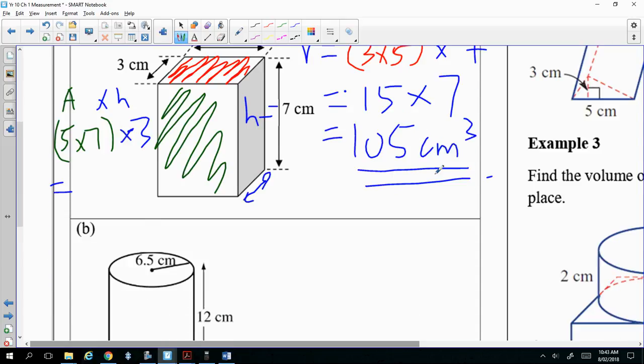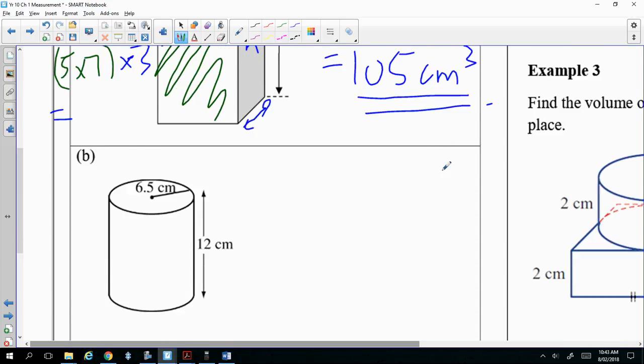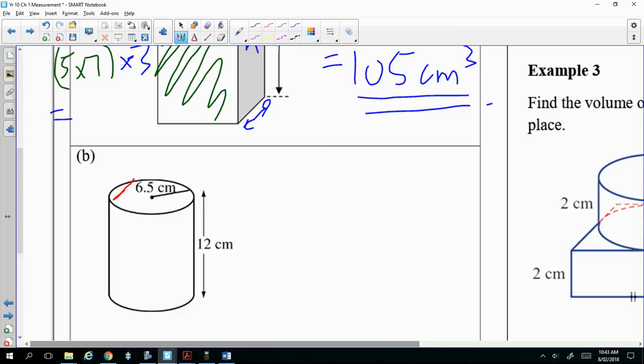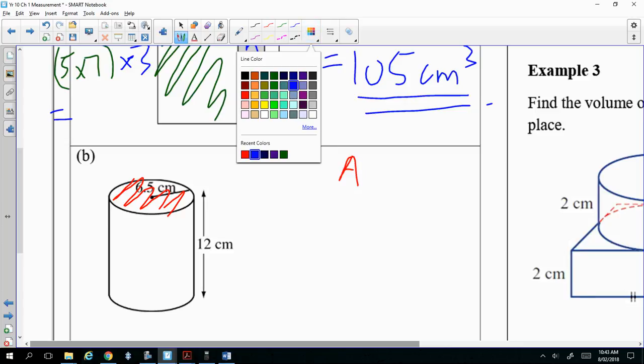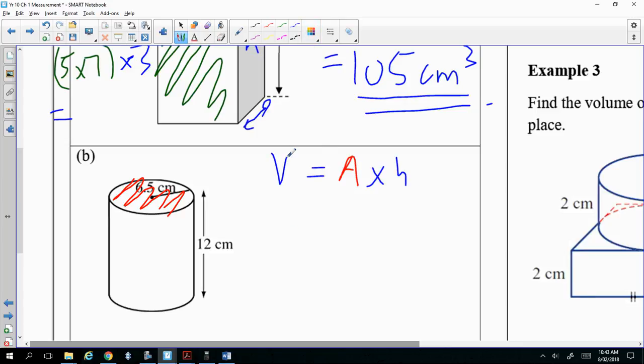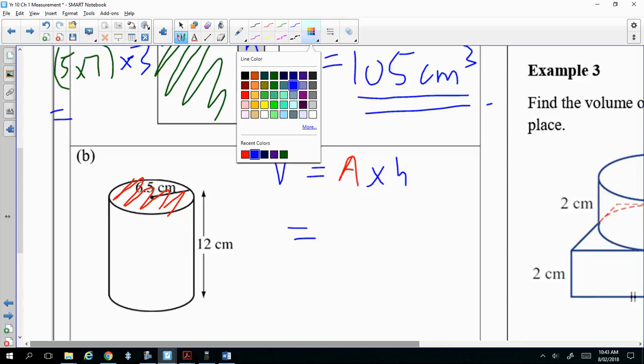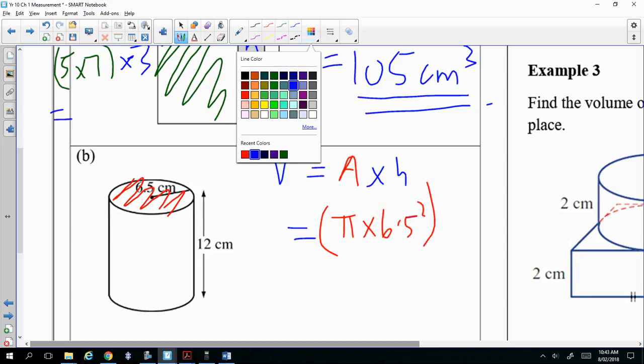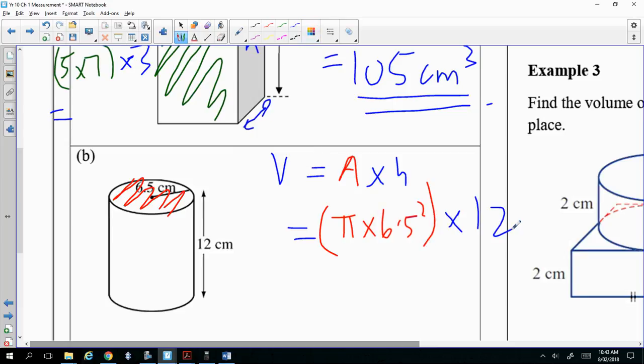Right, this is a cylinder. Like before, you're going to find the area of the cross-section, which is this bit here. So A times H is the volume. And in this case, A is pi r squared. So you go pi times 6.5 squared, like this, multiplied by the height. And you finish that. Right, let's do that.